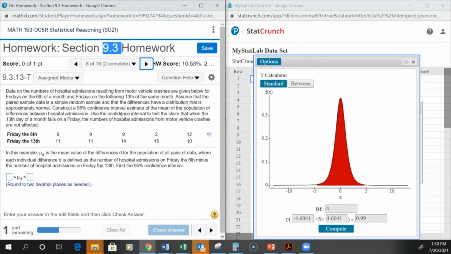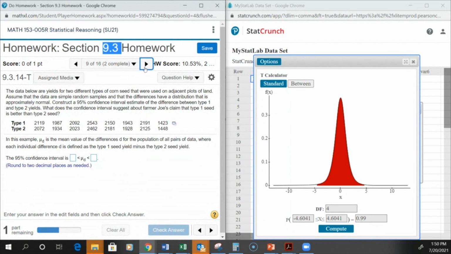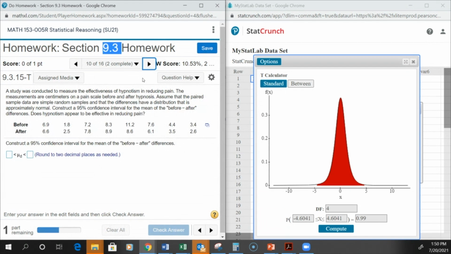This is similar using a confidence interval. These are adjacent plots of land. They had corn seed. Remember that Ronald Aylmer Fisher's first job out of college was working for the Rothamsted Agricultural Research Center. And this is exactly the kind of stuff they were doing. So he improved it because when he found the records, they were kind of garbage. This is pain before and after hypnosis. I don't have to go through all these. You know how to do them. They're easy.